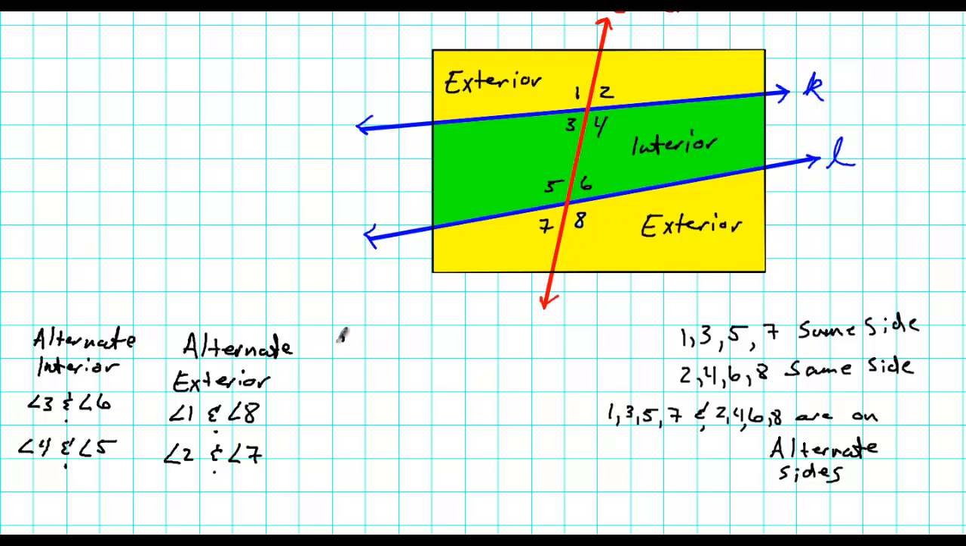So now we're going to go and try some same side. Same side interior. All right, so same side, 1, 3, 5, 7. Interior really limits us down to just 3 and 5. So angle 3 and angle 5, and also angle 4 and angle 6.